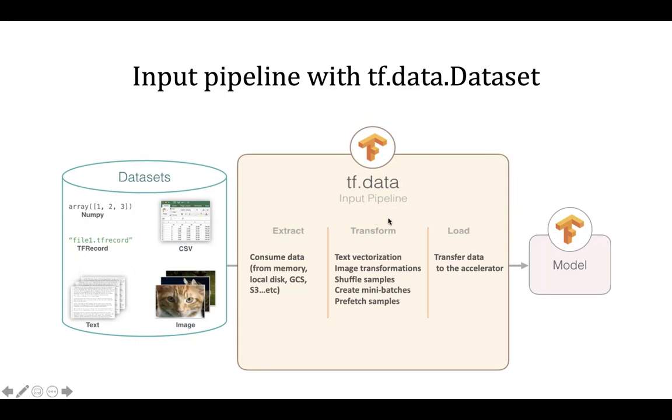Then we need to perform certain transformations which are specific to the data. And in this step, we can also do the data augmentation process that was introduced today. It can be, for example, random transformations of the images, flipping images or rotating images. We could also work with text vectorization. And in the same step, we shuffle the samples, we create mini batches and perform so-called prefetch. And then we load our data to the hardware that we have, CPU, GPU, or TPU.